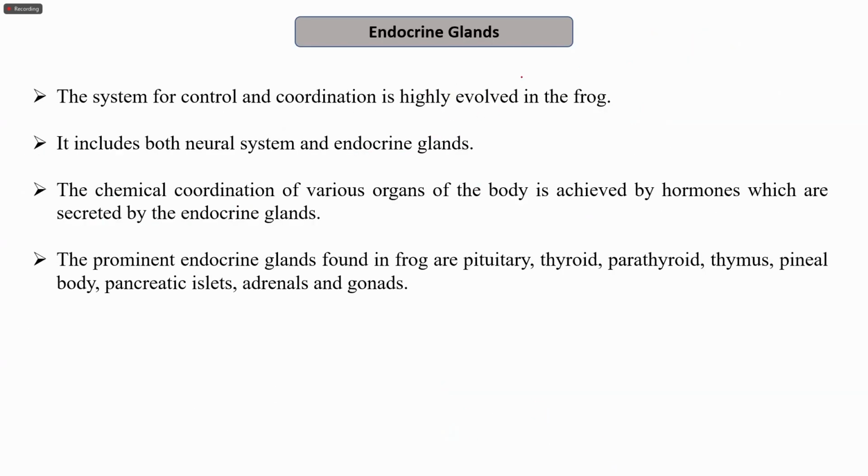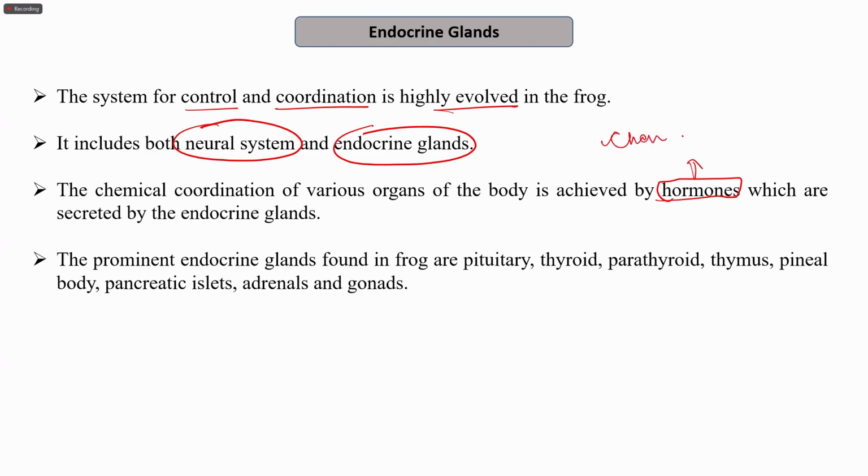The next is the endocrine glands. The system for control and coordination is highly evolved in the frog. It includes both the neural system, that is the nervous system, and the endocrine glands. So the endocrine system: the chemical coordination of various organs of the body is achieved by the hormones. We know that hormones are nothing but chemical coordinators that manage the functions, which are secreted by the endocrine glands.